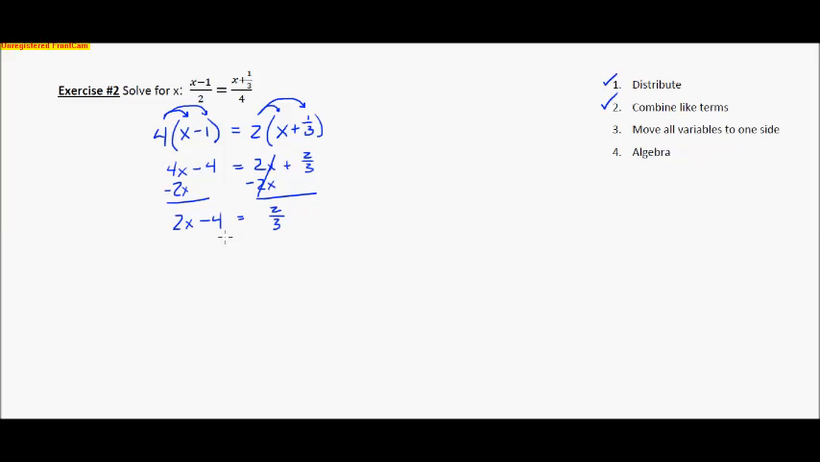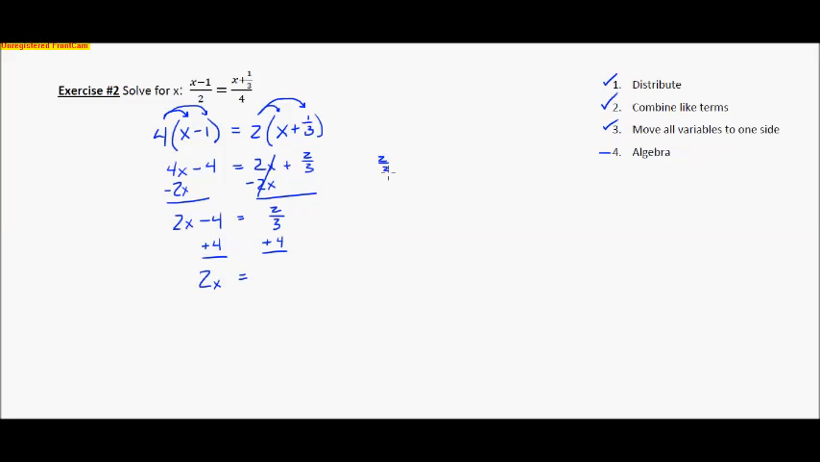Alright, and then I've moved all the variables to one side, so now it's simply finish the algebra. Solve for x. I'm going to add 4 to both sides. And again, we have fractions to deal with, but we've worked with fractions for a long time now. So if I have to, that's okay.